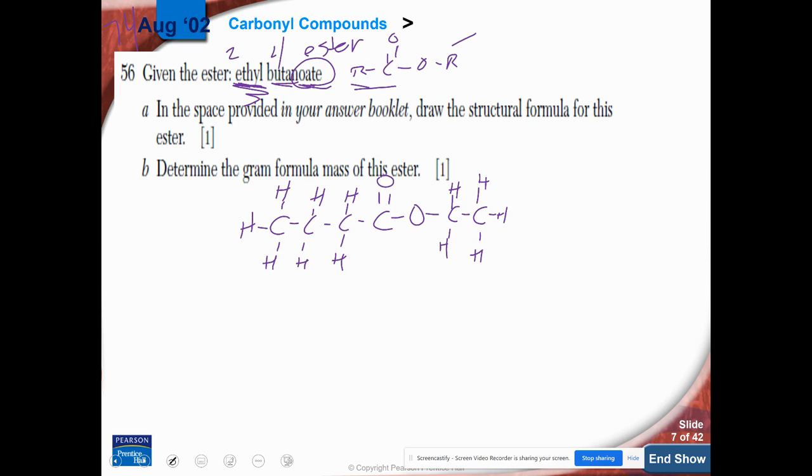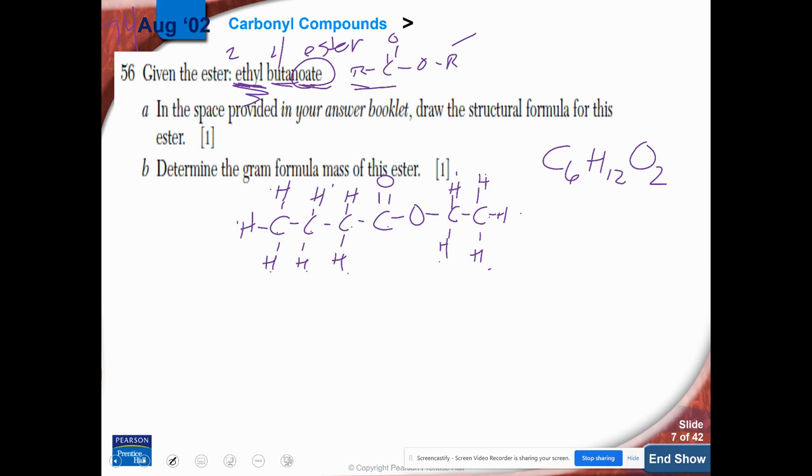Okay, so now I need to determine the gram formula mass. Well, I think this is a really good review of how to calculate gram formula mass. First, I need to figure out how many of each element there are. So let's get our molecular formula going. I have 1, 2, 3, 4, 5, 6. 6 carbons, C6. I have 1, 2, 3, 4, 5, 6, 7, 8, 9, 10, 11, 12 hydrogens. And I have 2 oxygens. All right, so that's the molecular formula.